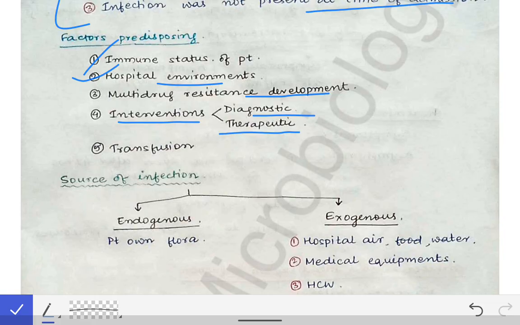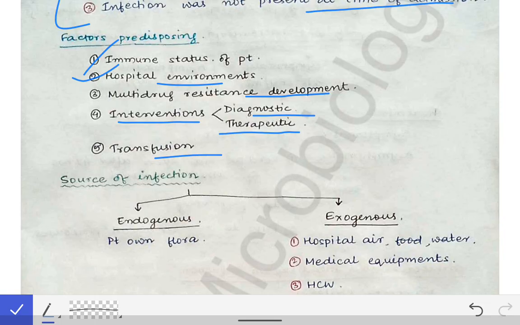Or therapeutic interventions, like catheterization. You should first clean the genital area with betadine, and only then introduce the catheter into the urethra. Otherwise that will lead to UTI. Some interns usually do not clean the area with betadine and insert the catheter directly, and that may lead to UTI in the patient in future. So that may also lead to a hospital acquired infection. These are the diagnostic or therapeutic predisposing factors for HAI.